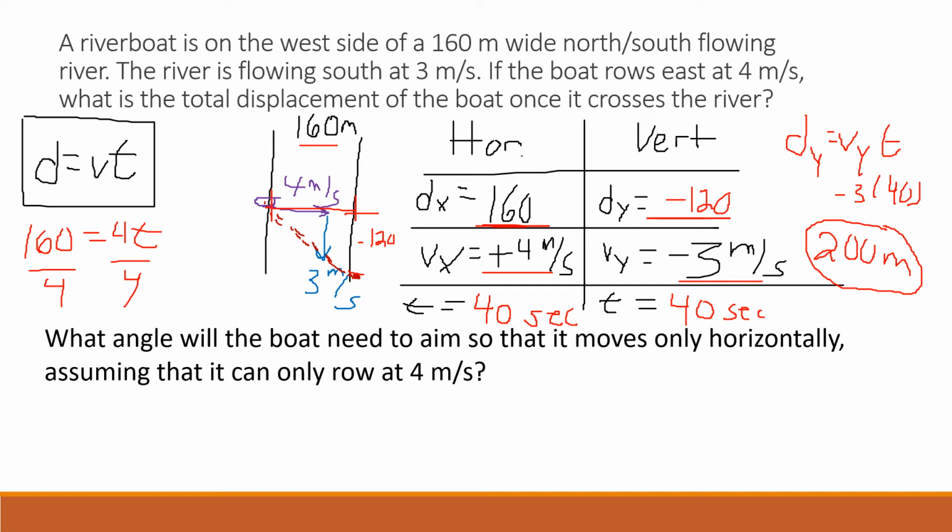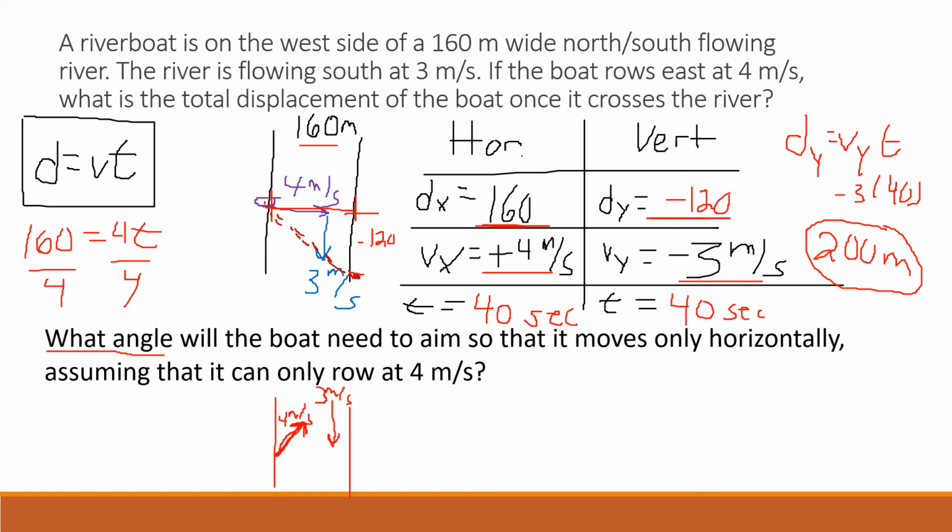Okay. What angle will the boat need to aim so that it moves only horizontally, assuming that it can row at 4 meters per second? So we'll still have the same boat, okay? So it can only row at 4 meters per second. The river is still flowing down 3 meters per second, okay? So what we're saying is the hypotenuse of the triangle that this boat's speed could be is 4.